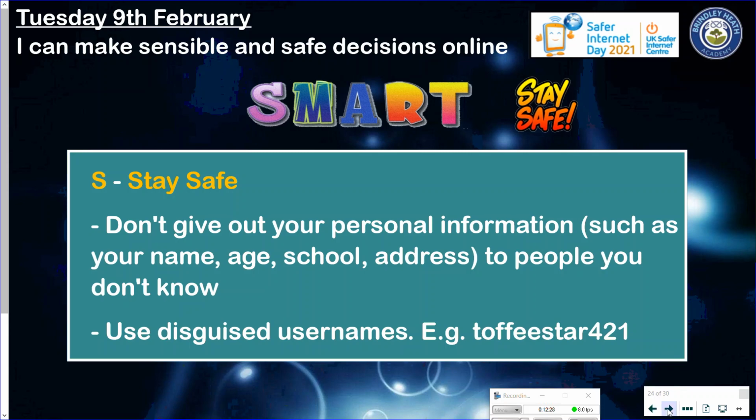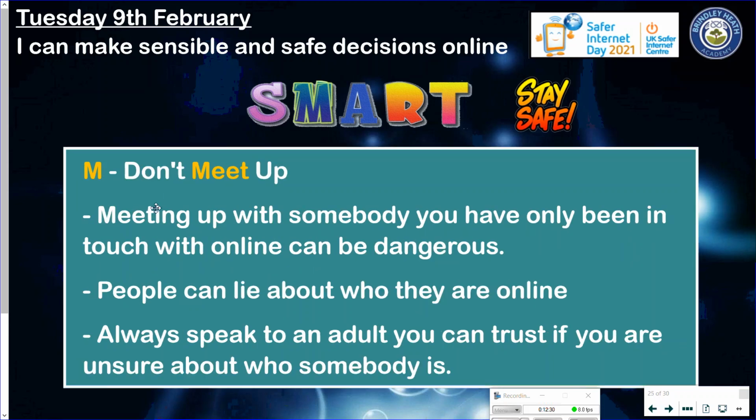The M in SMART means don't meet up. Okay. It says here, meeting up with somebody you have only been in touch with online can be dangerous. It can be dangerous because people can lie about who they are online. Always speak to an adult you can trust if you're unsure about who somebody is.